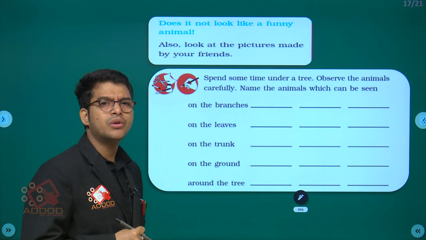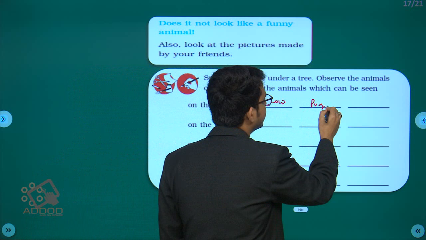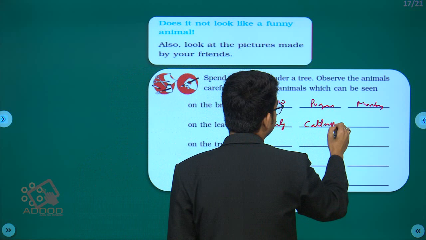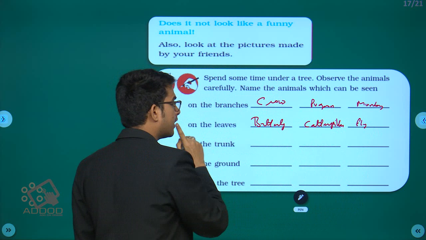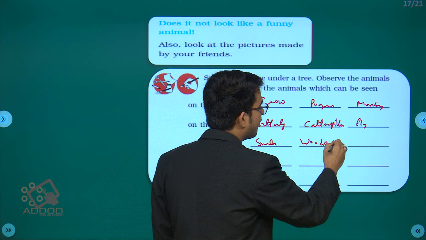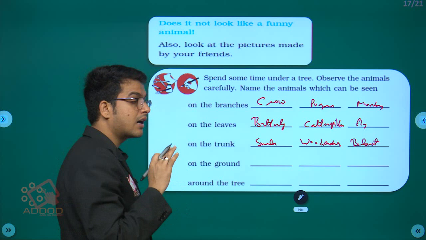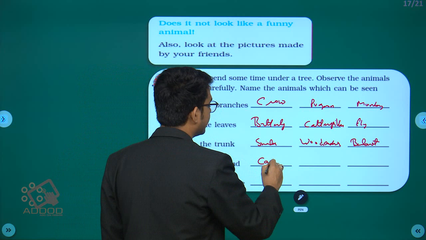Maybe you can find crow, pigeon, monkey. Okay, on the leaf you can find butterfly, caterpillar, or even flies. On the trunk, oh, you can find a snake. You can also find woodpecker because they have their house there. And you can also find barbet. Barbet, that is the bird you can find in the trunk. On the ground, okay, on the ground we can find camel, lion, or tiger.